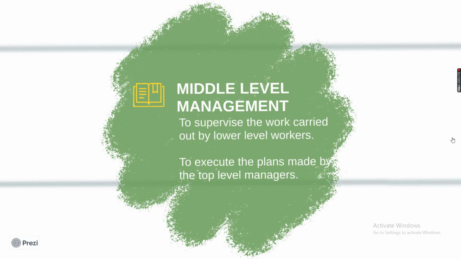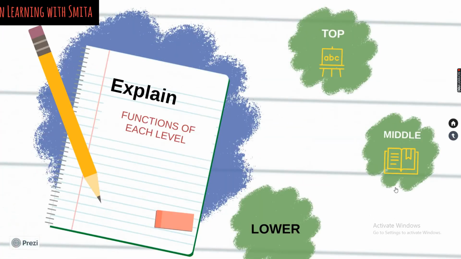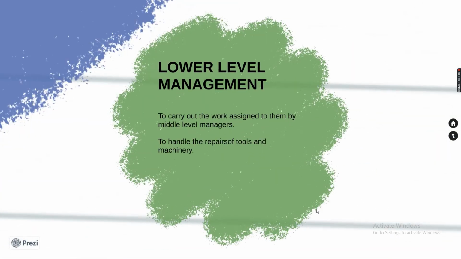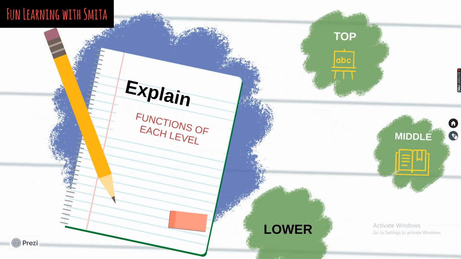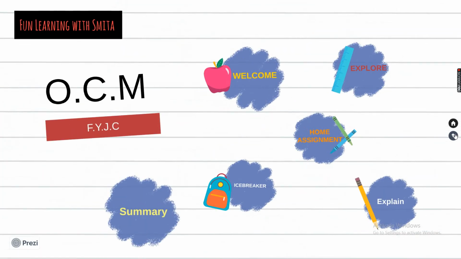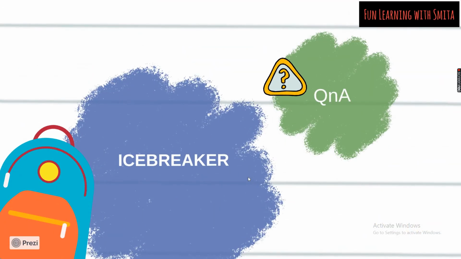This is for the middle level management, and this for the lower level management. Once you finish explaining the functions of each level of management, you will go to the brainstorming part, that is the icebreaker part.